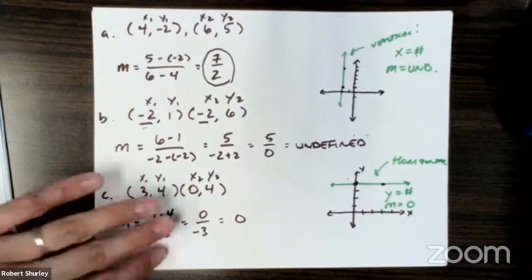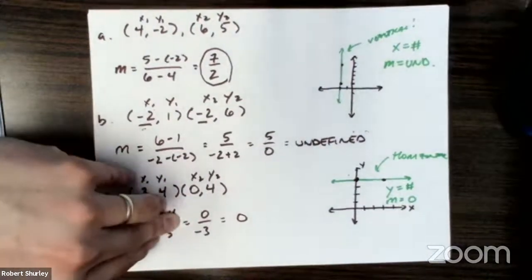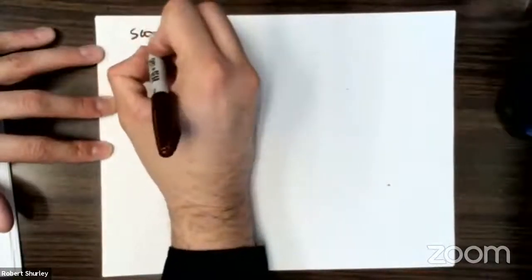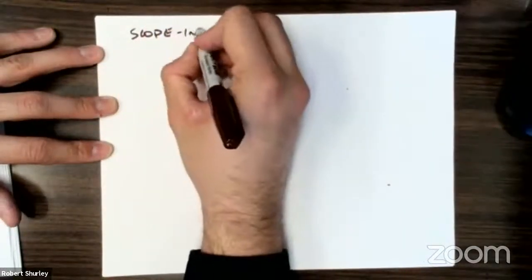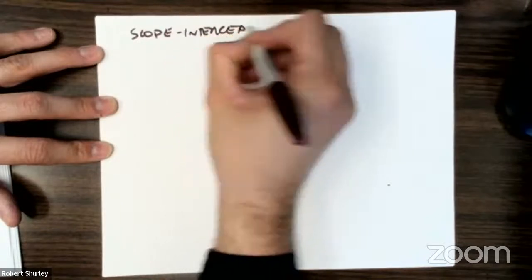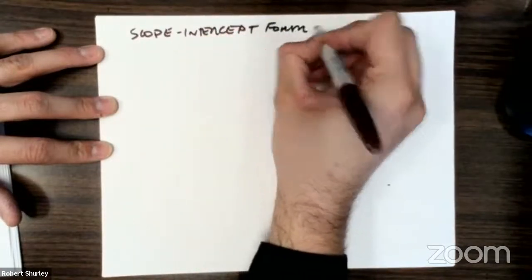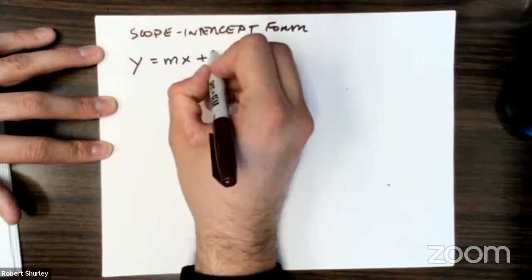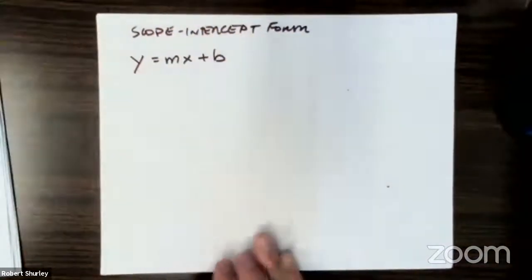Okay. So the next thing we're going to talk about is slope-intercept form. If I ask students, hey, tell me what you remember about slopes, someone yells out y equals mx plus b. It happens every single time, and that's fine. But this is slope-intercept form, and it's y equals mx plus b. Okay, y equals mx plus b.